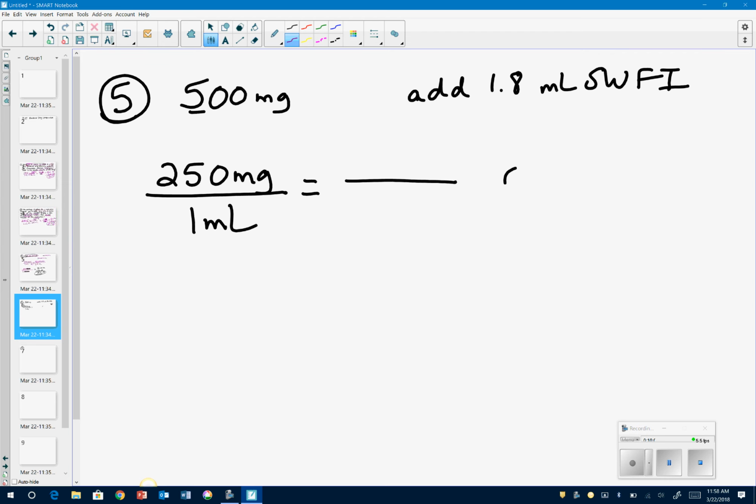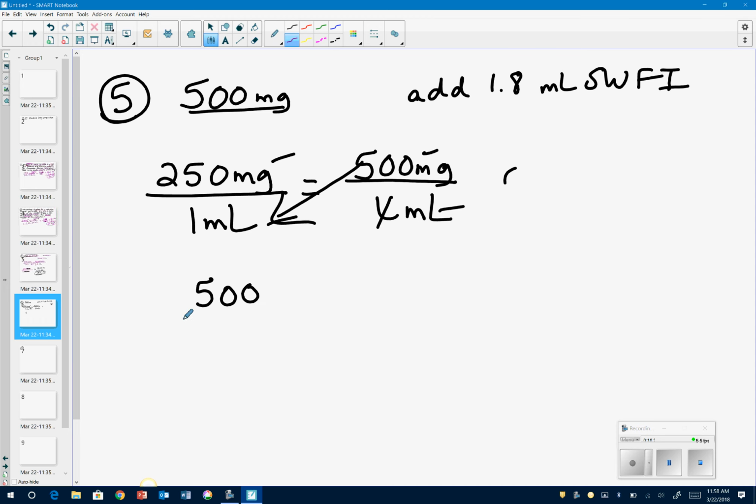Okay. So we know we have the 500 milligrams of the powdered Rocephin. Okay, we're trying to find the powder volume. Powder volume will be X milliliters. Okay. So we have milligrams and milligrams, so we're good. Milliliters, milliliters. Okay. Cross multiply. 500 times 1 goes on top. 250 times X goes on the bottom. Anytime you multiply by the X, it always goes on the bottom. 500 divided by 250 is going to become 2.